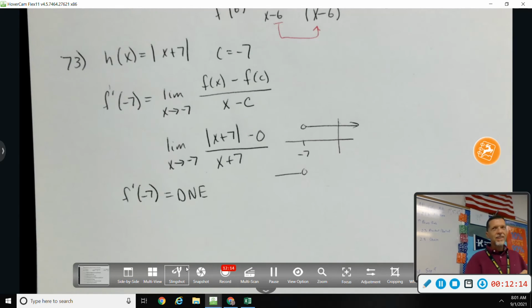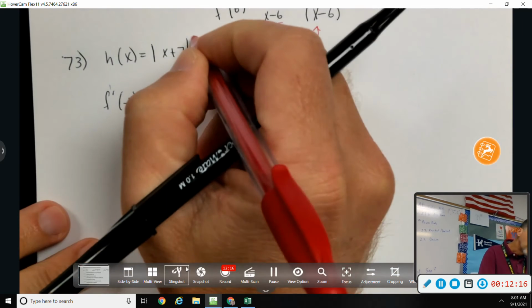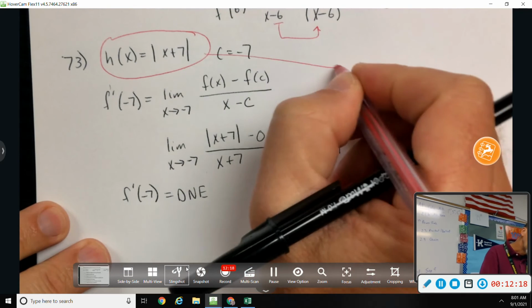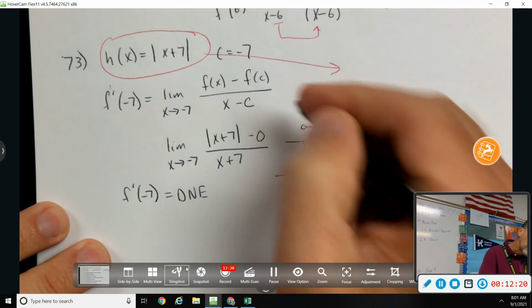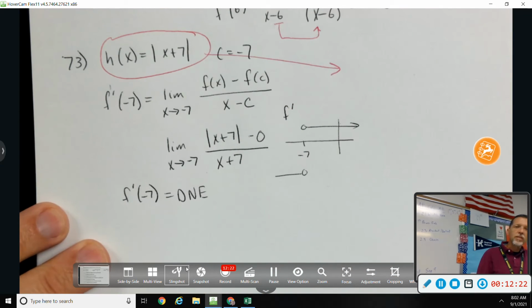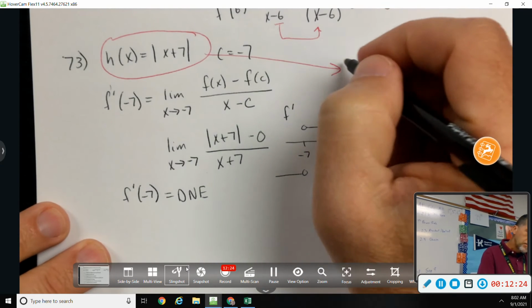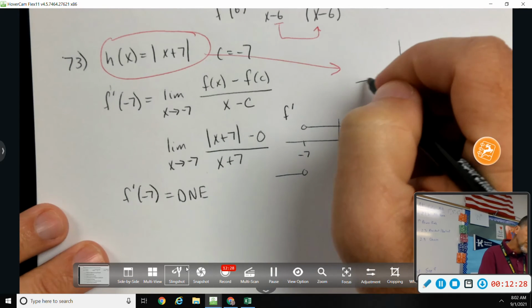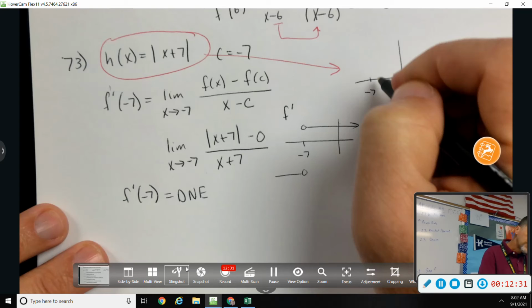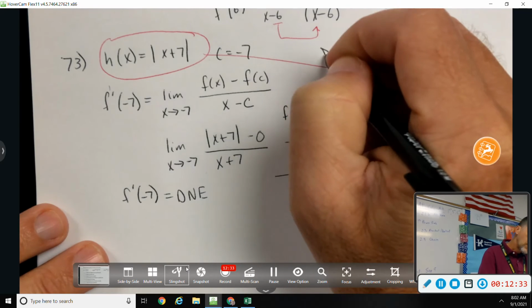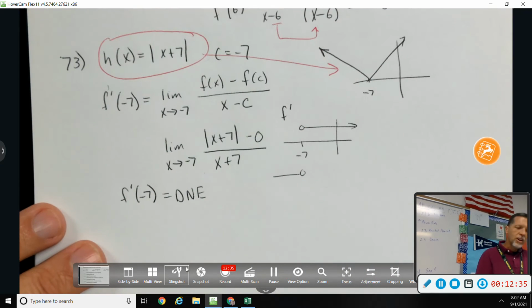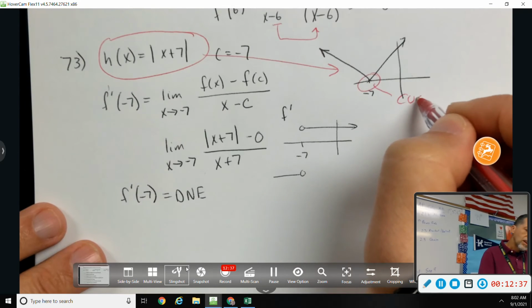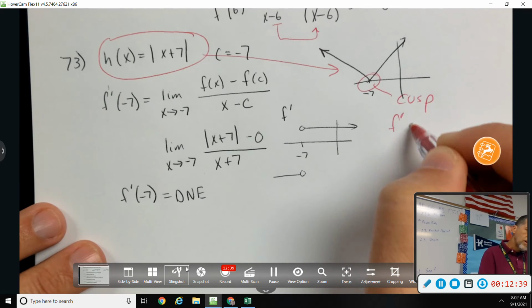But Andrew's way is really better, because if we know what this graph looks like, okay, so this was the picture of the derivative, but we want the picture of the original. We know what an absolute value graph looks like. Move left 7. So yeah, there's a cusp at negative 7. So f prime is undefined.